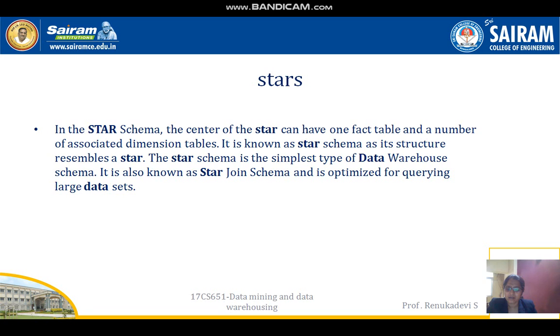So here it will represent what is known as a star schema, as its structure resembles a star. In computing, the star schema is the simplest style of data mart schema and is the approach most widely used to develop data warehouses and dimensional data marts. The star schema is the simplest type of data warehouse schema. It is known as a star join schema and is optimized for querying large data sets.